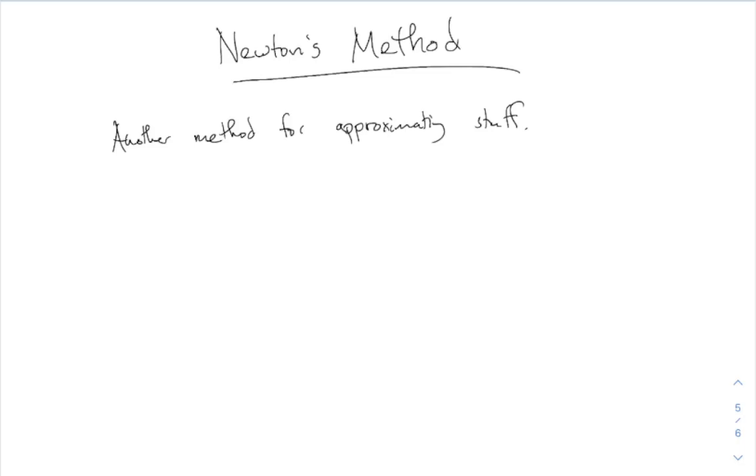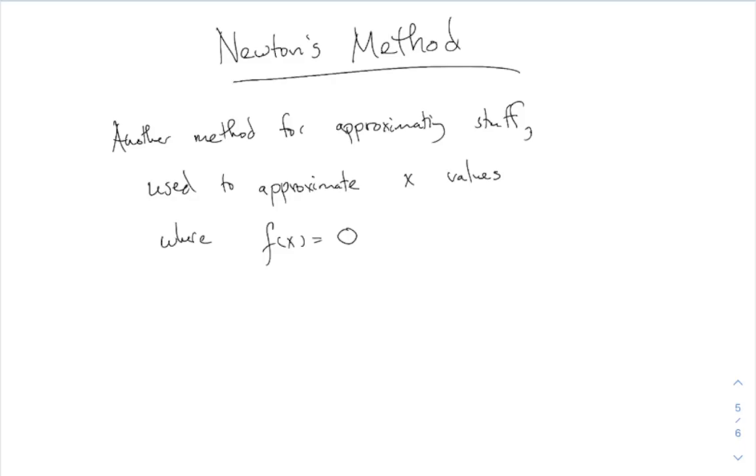Newton's method is actually much better as a general purpose method for approximating things. But it only is used, so this is another method for approximating stuff, and it's used to find, what I mean by find is approximate, I'll say it that way, used to approximate x values where f of x equals 0. So it can only be used to find values where some function equals 0.